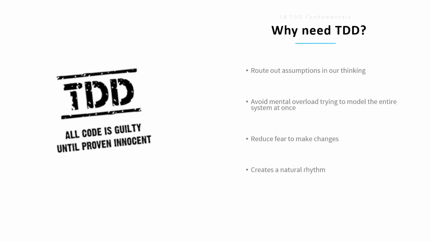So why do we need TDD? Because it helps us root out assumptions in our thinking. It avoids mental overload, trying to model the entire system at once. It reduces fear, which we know makes us more productive and generally writing better code. And it creates a natural rhythm. You may have developed other natural rhythms, but this one I find to be quite useful. It's short feedback, which I think is important to any kind of natural software development rhythm. If I have to wait hours or weeks to get feedback, then it's incredibly hard to solve that problem well.